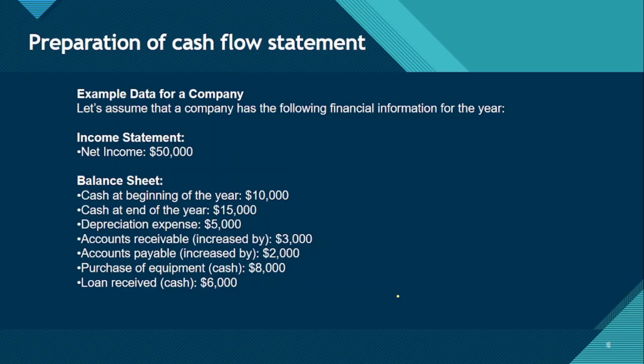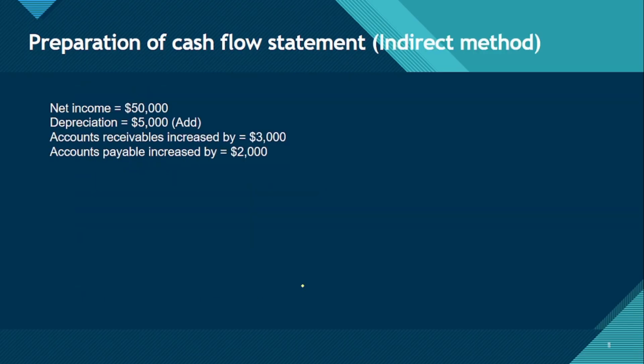So here we will go through an example for preparing the statement of cash flow. Here is a case study where the net income is 50,000. Cash at the beginning is 10,000. Cash at the end of the year is 15,000. Depreciation expense is 5,000. Accounts receivable increased by 3,000. Accounts payable increased by 2,000. Purchase of equipment for cash is 8,000. Loan received in cash is 6,000. So we are going to prepare the statement of cash flow through the indirect method.